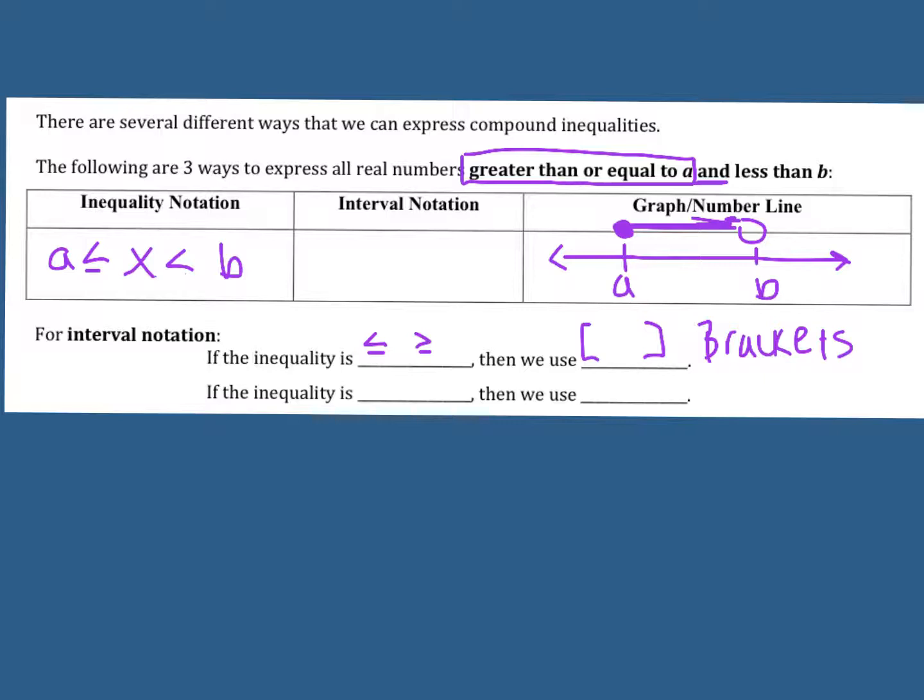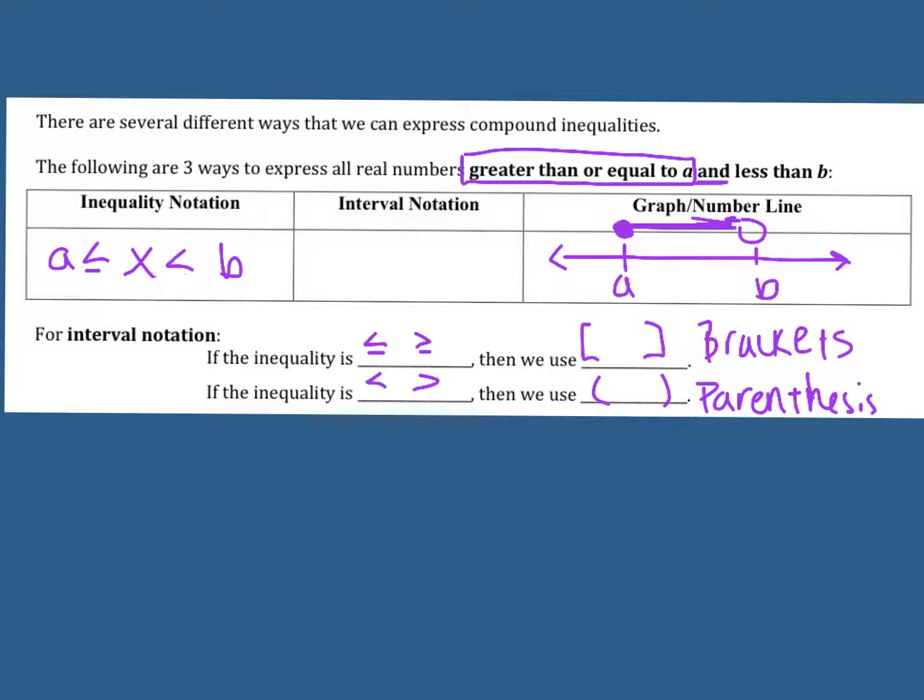Now, if it's just less than or greater than and not equal to, the solution is not included with that value, so it's just going to be parentheses. I'm never sure if I'm spelling parentheses correctly or not.